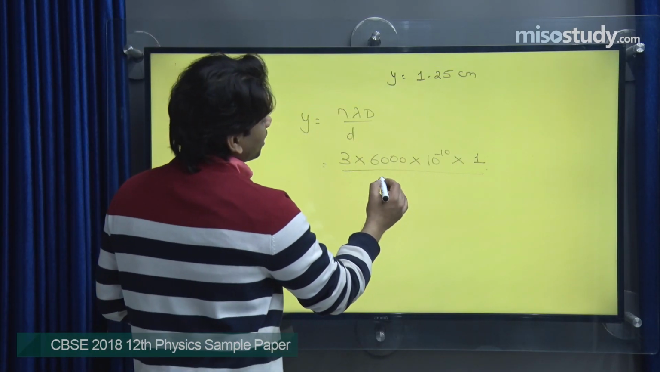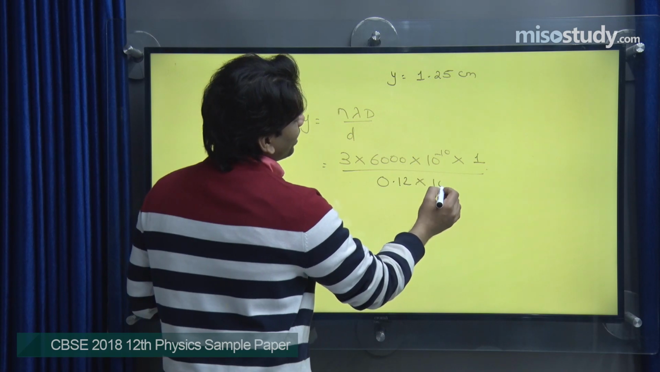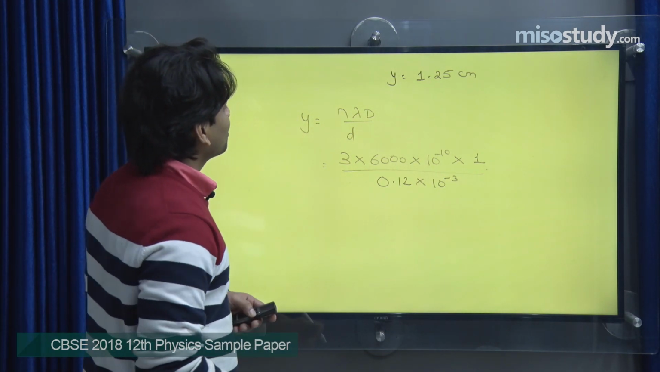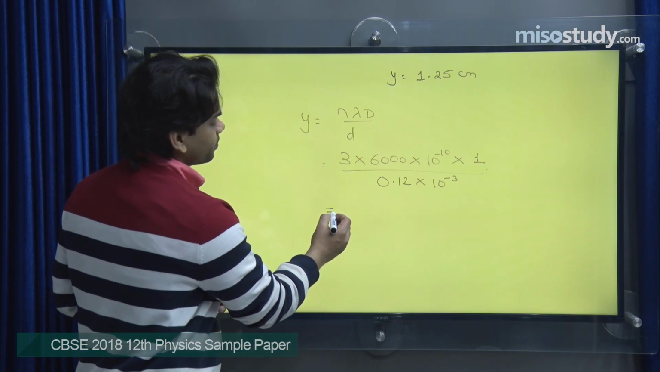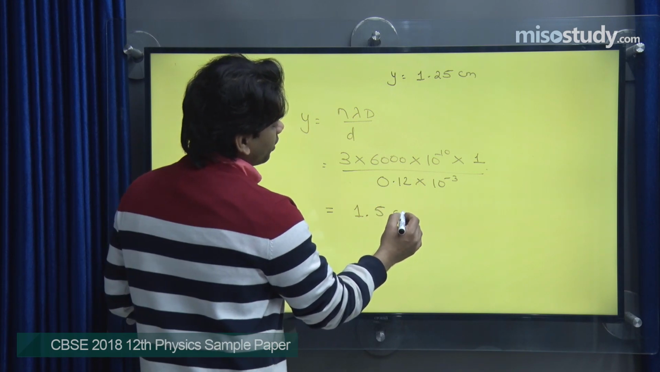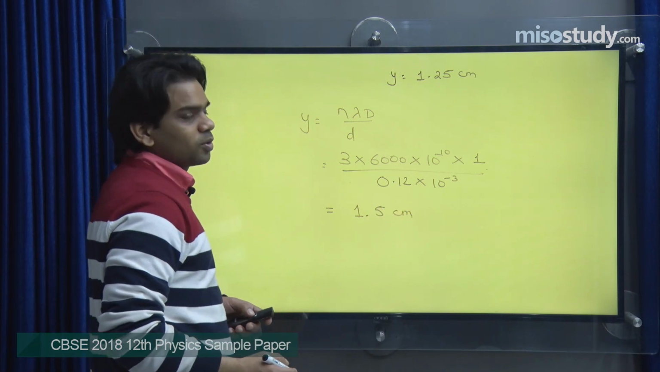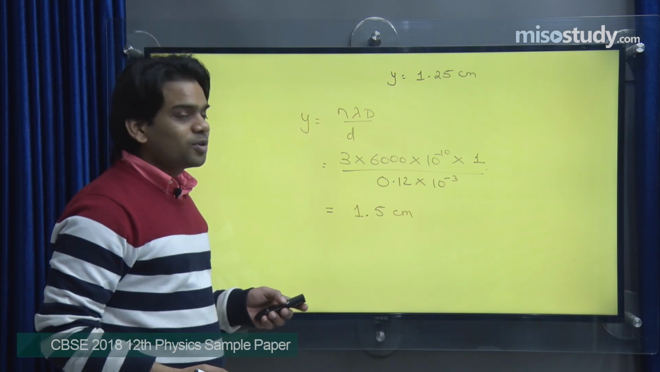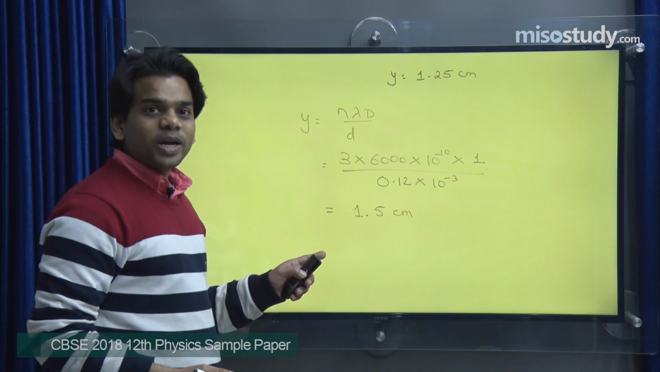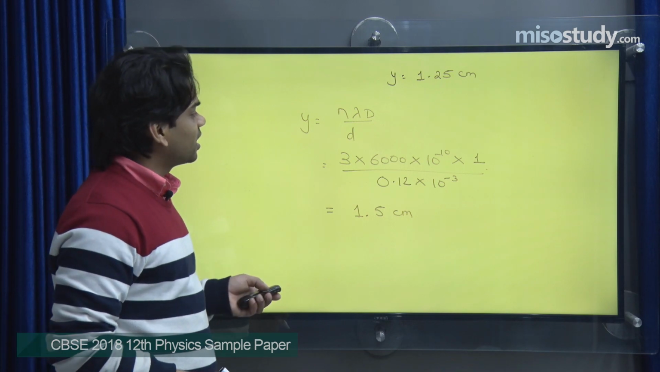So let me write this as 0.12 into 10 to power minus 3. So you will get the required answer, and that will come out in meters. As you convert into centimeter, that will be 1.5 centimeter. This will be the answer for the third bright band, the distance of the third bright band from the central maxima.